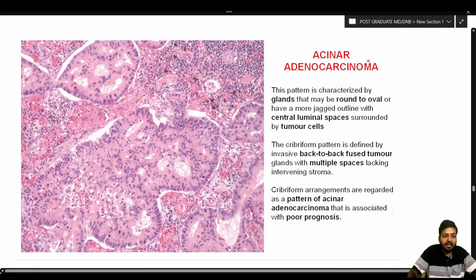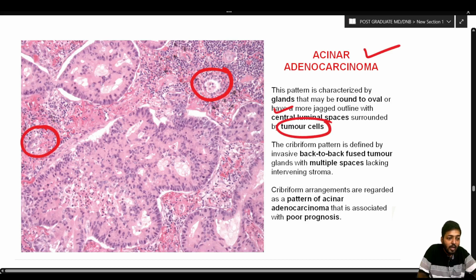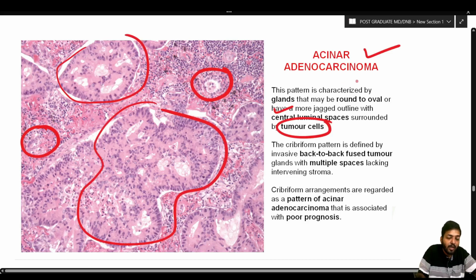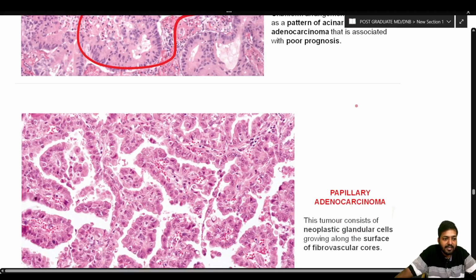Now we will see the acinar variety of adenocarcinoma. So over here you can see round to oval central luminal spaces surrounded by the tumor cells. So you can see the glandular pattern over here. Okay, very important. Not only that, sometimes the glands show a back-to-back arrangement, giving rise to a cribriform pattern, as you can appreciate. This is another cribriform pattern. Now remember, this is one variant of acinar adenocarcinoma, but the cribriform pattern is associated with a poor prognosis. Okay, so this is the acinar variety.